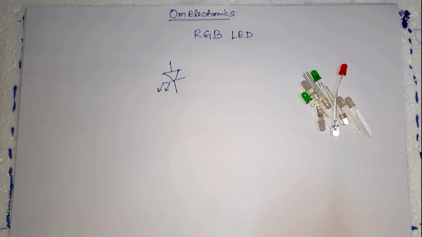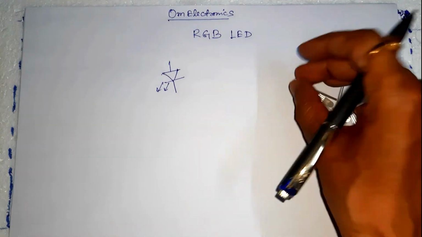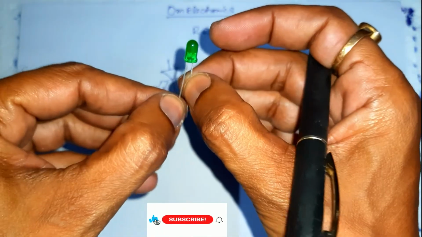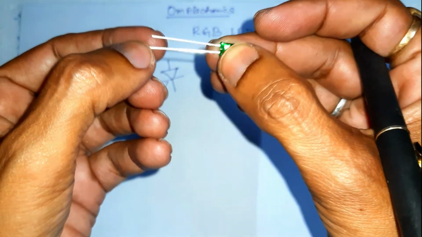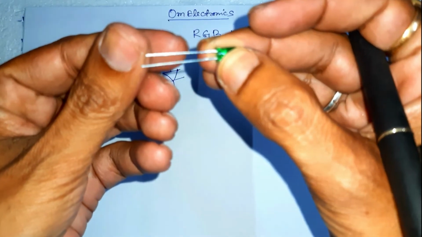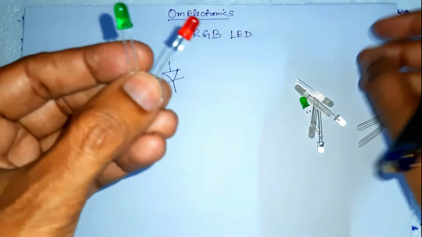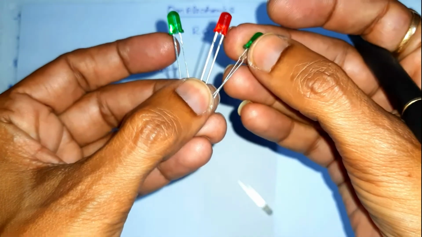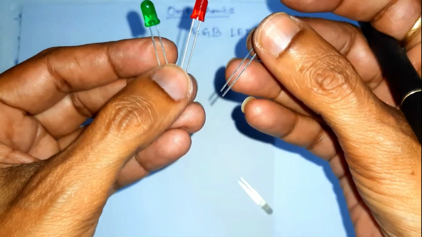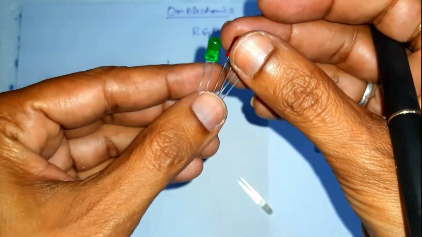The number of leads is different than that of a regular LED, which has 2 leads, one for cathode and the other for anode. So this is the simple LED. This is the cathode terminal and this is the anode terminal. Only 2 terminals, one is cathode and the other is anode.